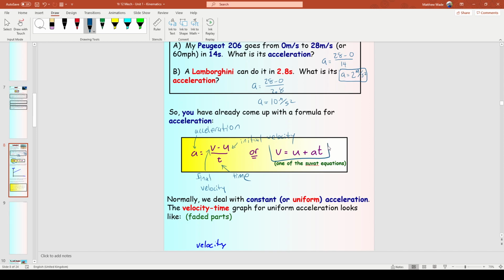This is the format that you want, though. V equals u plus at. There's going to be 5 of these. And you used to have to memorize them, but you don't anymore. So just make sure you've got that somewhere safe. Put a square around it. V equals u plus at.